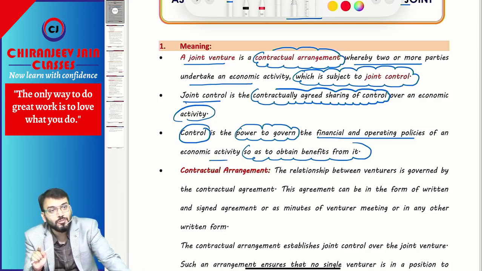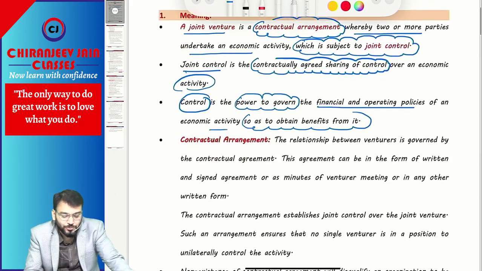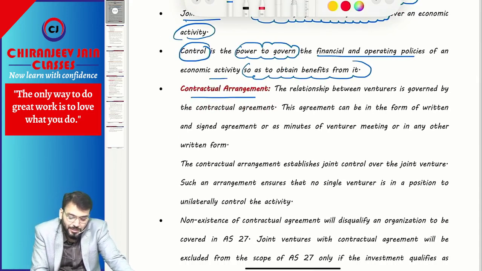So control is what? Control means power to govern what? The financial and operating policy of an economic activity so as to derive benefit from it. So you have understood joint control. You have understood control also. Correct. Now what is the contractual agreement?